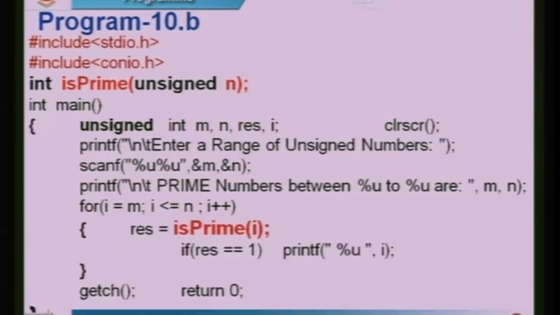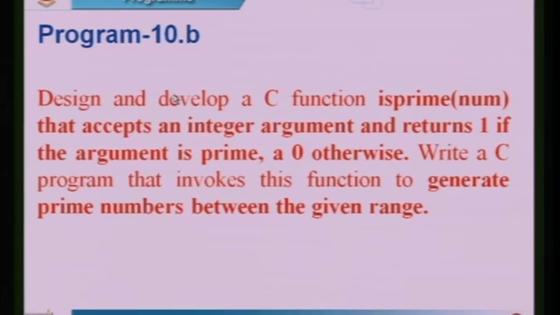Now, if you look at the program here, the name of the function, as it is given in the question, has to be isPrime. It is taking an unsigned integer value. Of course, here we can take the signed number also, but here we have taken an unsigned number. The return type of the function has to be int. If the number is a prime number, it returns 1, otherwise it will return 0. That is what the question asked, right.